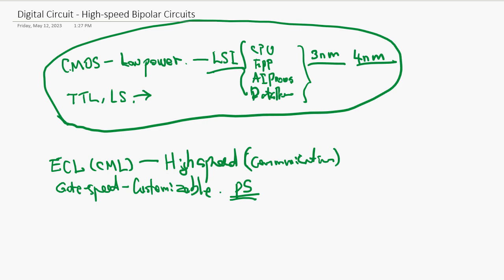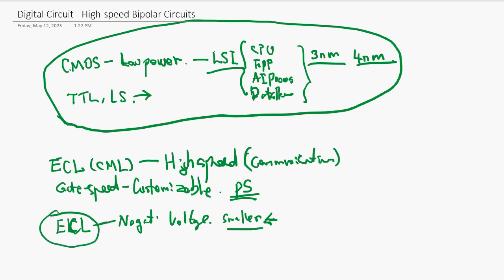Problem with the ECL is that ECL historically used a negative voltage, and the logic swing, the voltage swing, is smaller, so the voltage high-low specifications are more strict and temperature control is harder to use. And in order to interface with this technology, you need a translator.